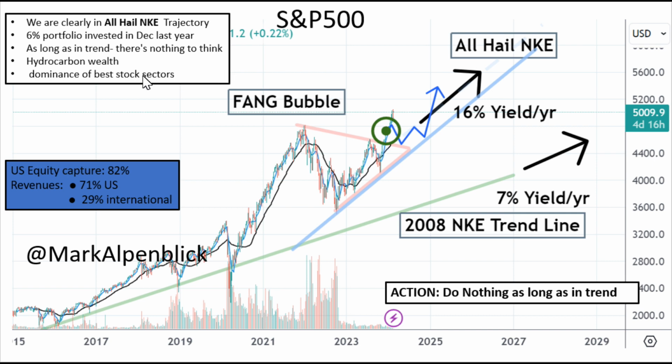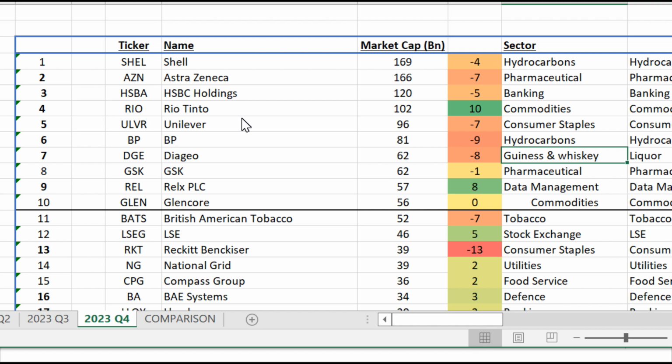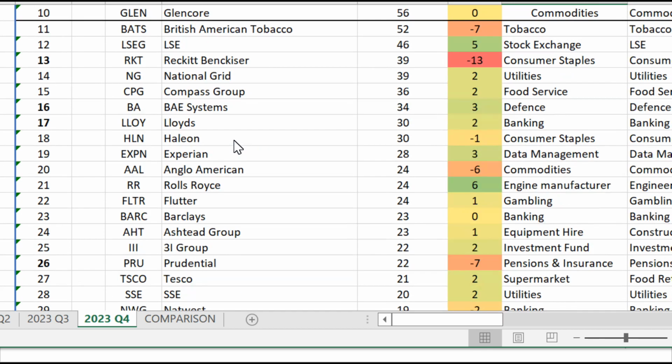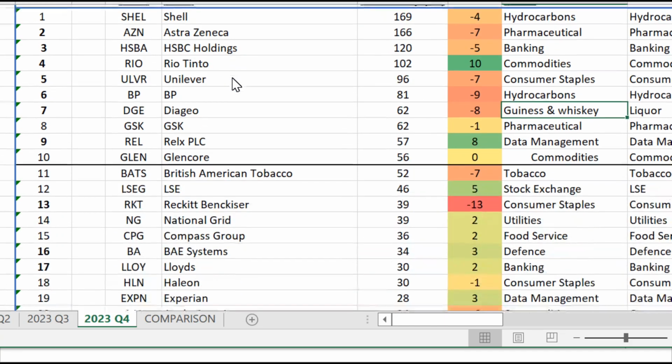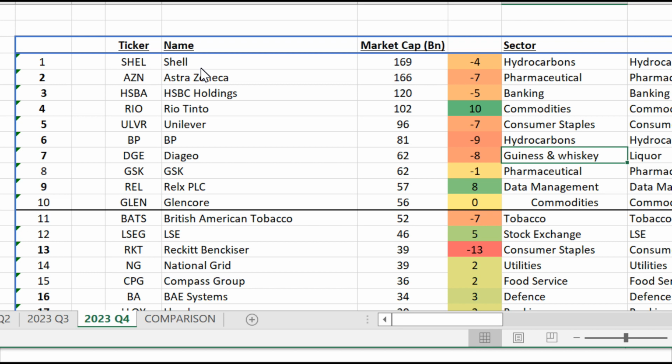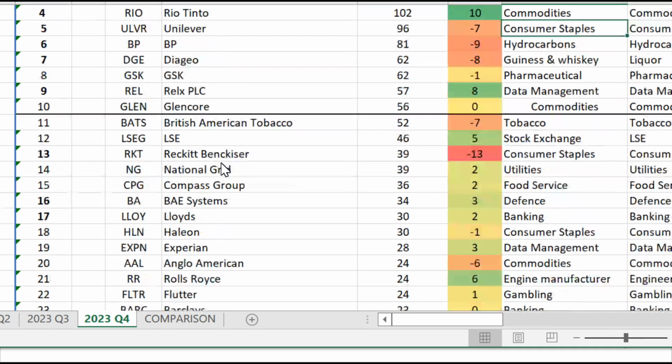Another is the dominance it has of the best stock sectors. When I look at my own stock market, which is the FTSE, we see that it's made up mostly of second world businesses. These are things that were at the forefront 100 years ago, which are now second world enterprises. So we have lots of oil stocks, pharmaceutical stocks, banking, commodities, consumer staples. So really, we have a second-rate economy.